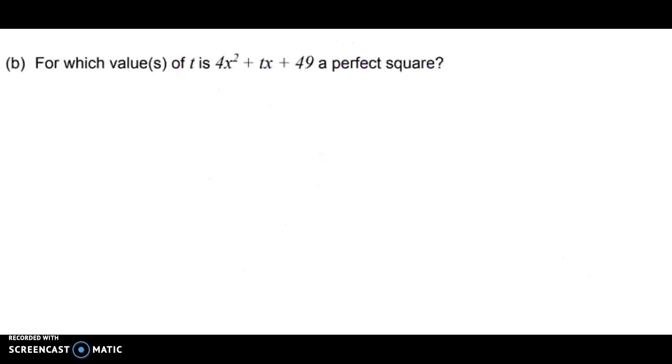Now the next question has 2 levels, an achieved level and a merit level. We're asked to work out for what values of t is this a perfect square. So a perfect square in algebra is where I get an expression here with x's and numbers that's squared.